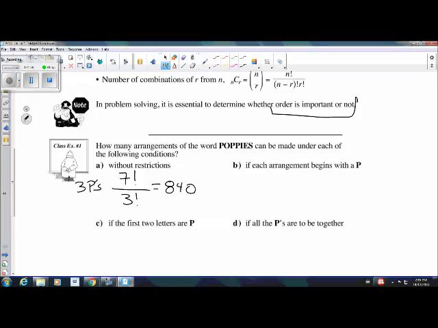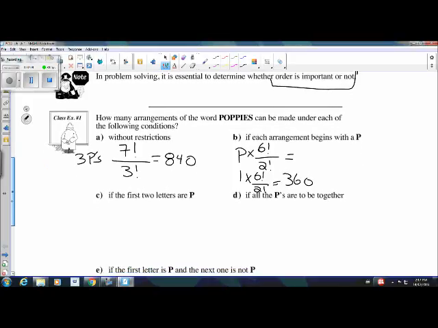B, if each arrangement begins with P. So now we need to begin with P, so we can take 1 P out here. And we have 6 letters left to arrange, but 2 of those are still P's. So we're going to divide that by 2 factorial. And there's only 1 P, so sorry, I should have really written a 1 here. This is 1 times 6 factorial over 2 factorial, which is 360 ways this can happen.